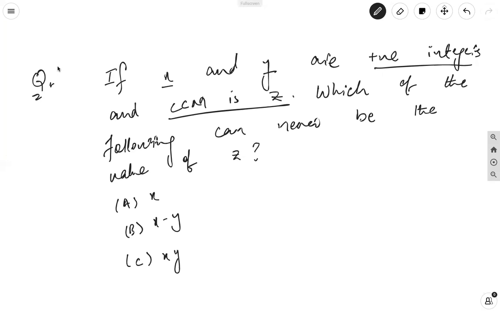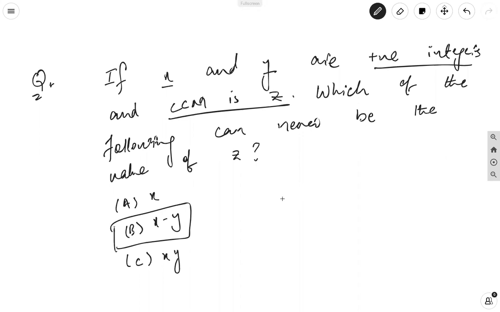Option B. X minus Y. Option B. Yes, the answer is option B.